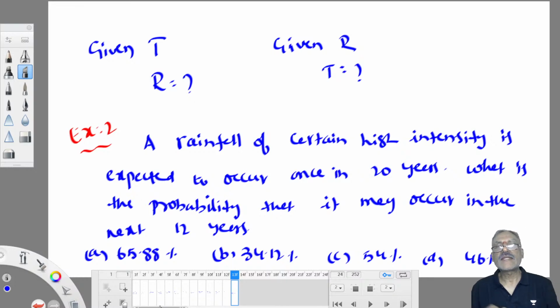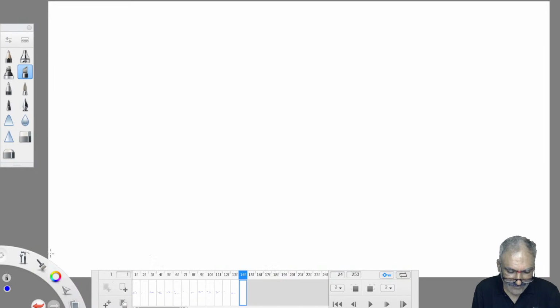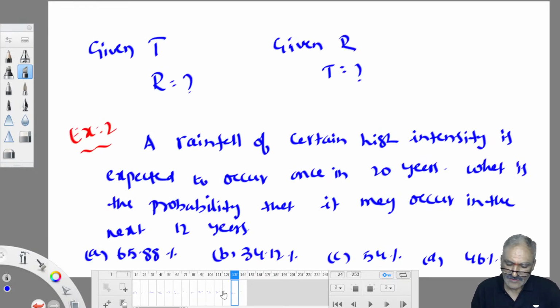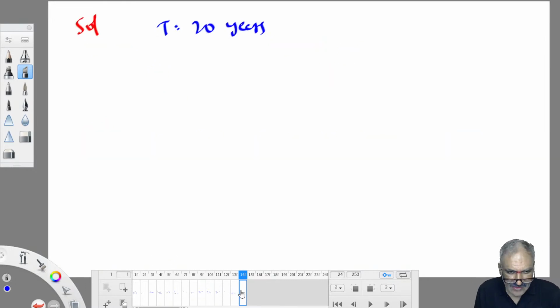Come on, what is given there? Expected to occur once in 20 years. What is that, once in 20 years? T. T is given as 20 years. Solution to this question: T is given as 20 years. That is the return period. What is the probability that it may occur in the next 12 years? He is asking the probability of occurring at least once in the next 12 years. Probability that it may occur in the next 12 years means what?